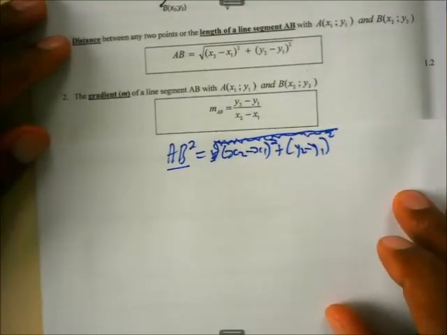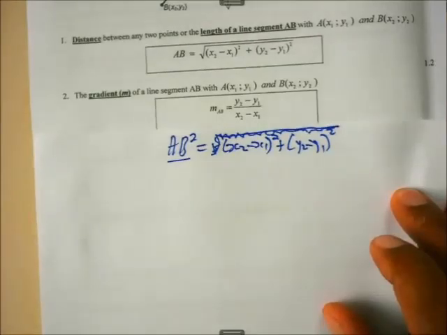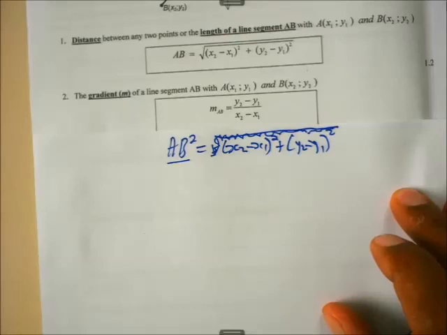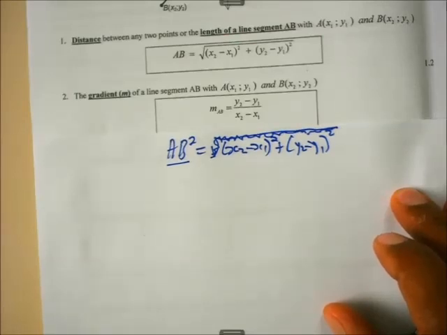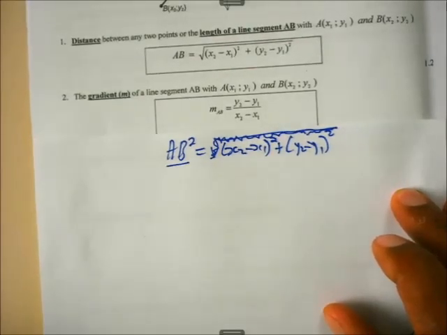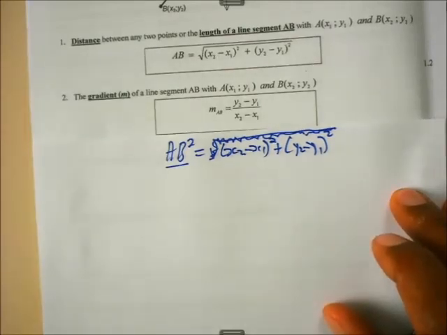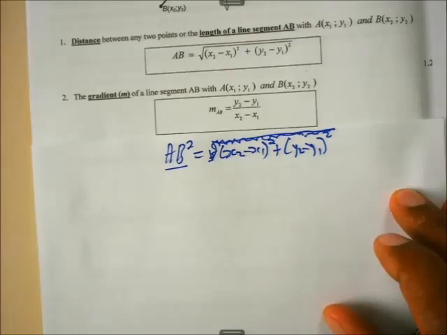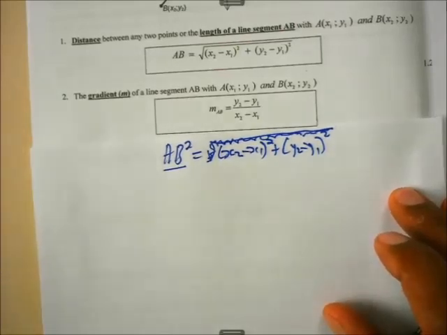The second one, of course, will be the gradient. You still remember the gradient formula? Yes, we still remember the gradient formula. M_AB equals y2 minus y1 divided by x2 minus x1. It's very important, this one. But most of the time, I would really like to add this one to say, what do I need for me to determine the gradient? Of course, I must have the 2 points.